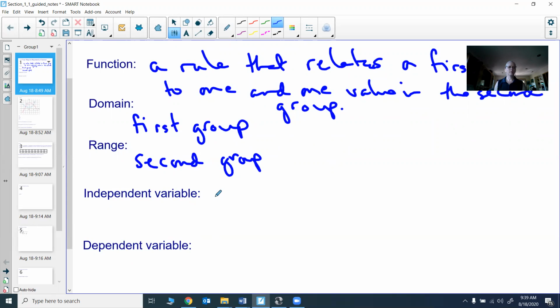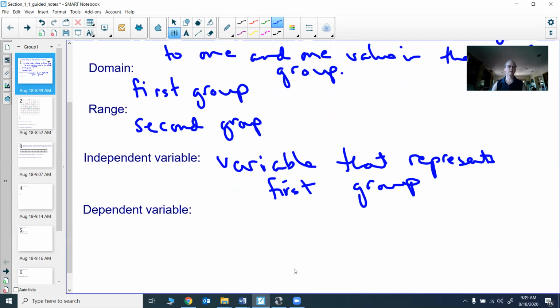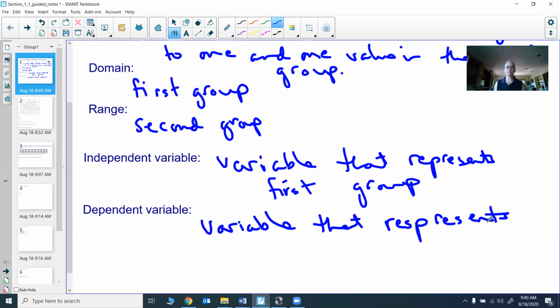One is called the independent variable. This is a variable that represents the first group. And you pick this one. So this is the one you get to actually choose which value you want to work with and then go from there. The dependent variable is a variable that represents the second group. Again, a variable is just something that you use to represent an unknown quantity or a value.